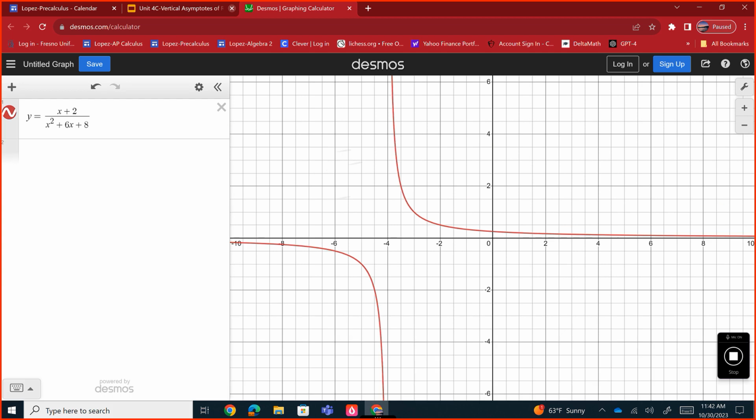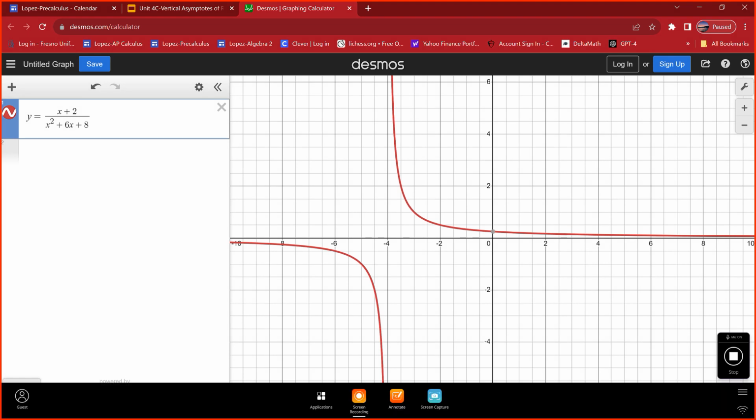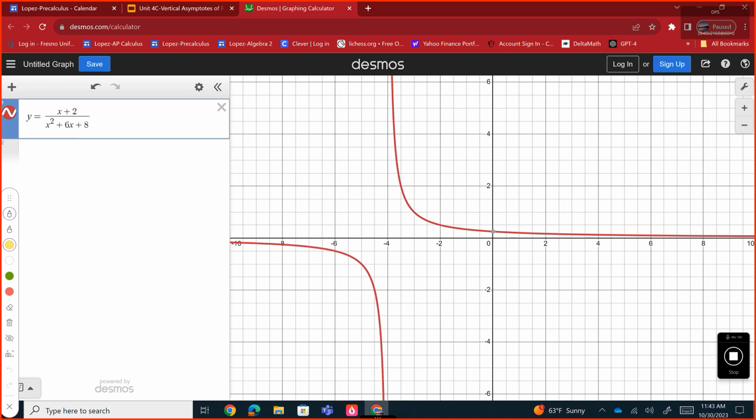Wow, look at this technology. At negative 4, there's the vertical asymptote right here, because it's going to go to negative infinity and positive infinity. And then it's supposed to have a hole where? Negative 2, we said. Sometimes technology is not perfect. It's showing that it's defined there, but really it shouldn't be defined at negative 2.